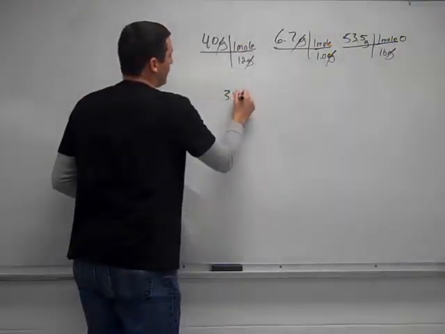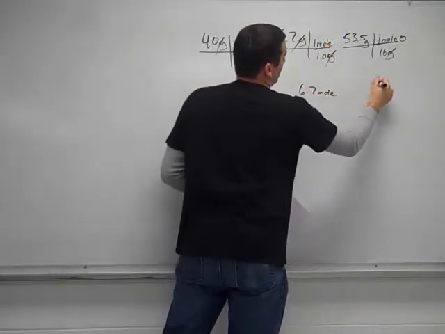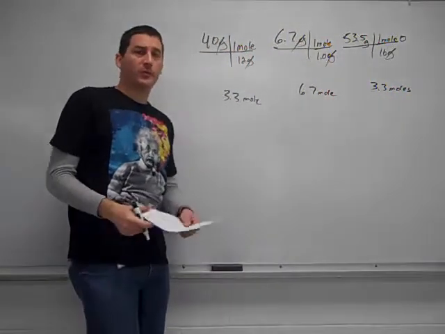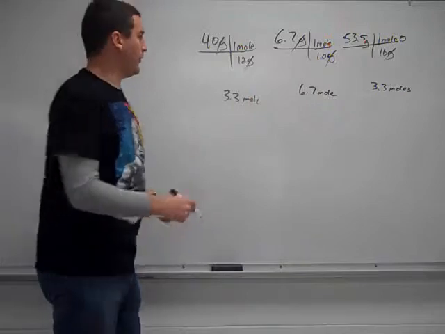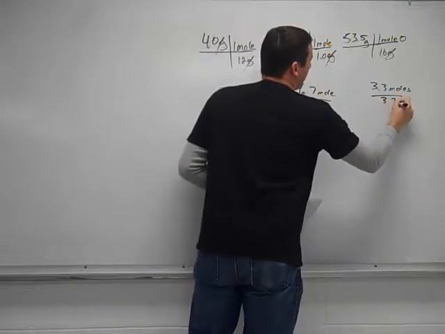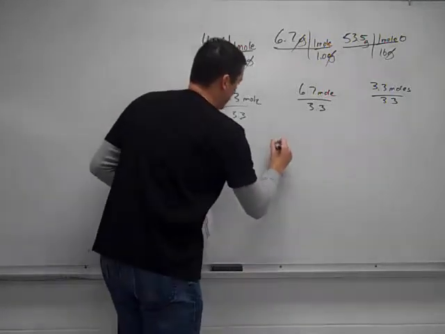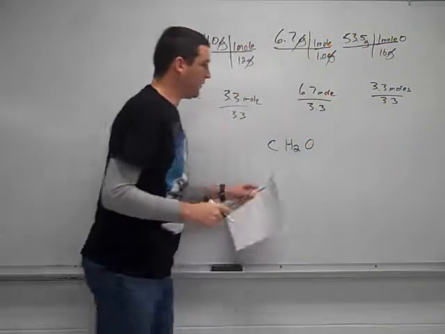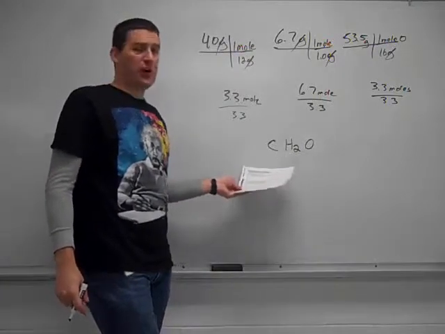So this gives you 3.3 moles. This gives you 6.7 moles. And this also gives you 3.3 moles. So we're going to do the same stuff we did when we were doing empirical formulas. We're going to divide all 3 of these by the smallest number. Well, that would be 3.3. So we're going to divide this by 3.3, this by 3.3, and this by 3.3. When we do that, that's going to give us our empirical formula. So we have 1 C, we have 2 H's, and then we have 1 O. So our empirical formula is CH2O, or a carbohydrate. It's just a water with a carbon attached to it.